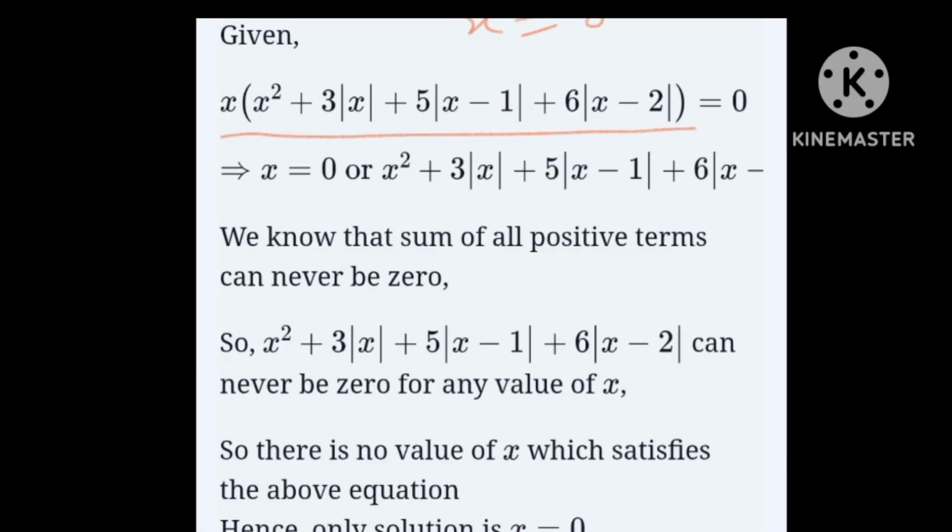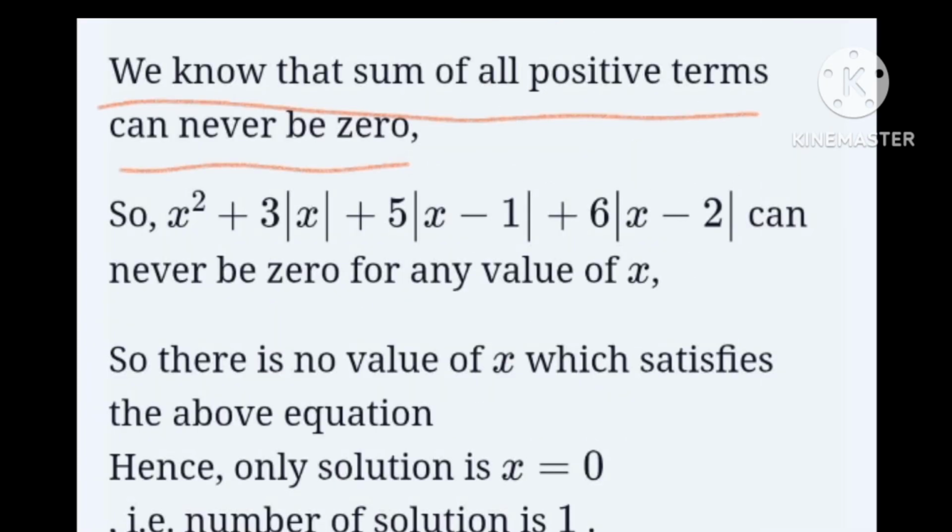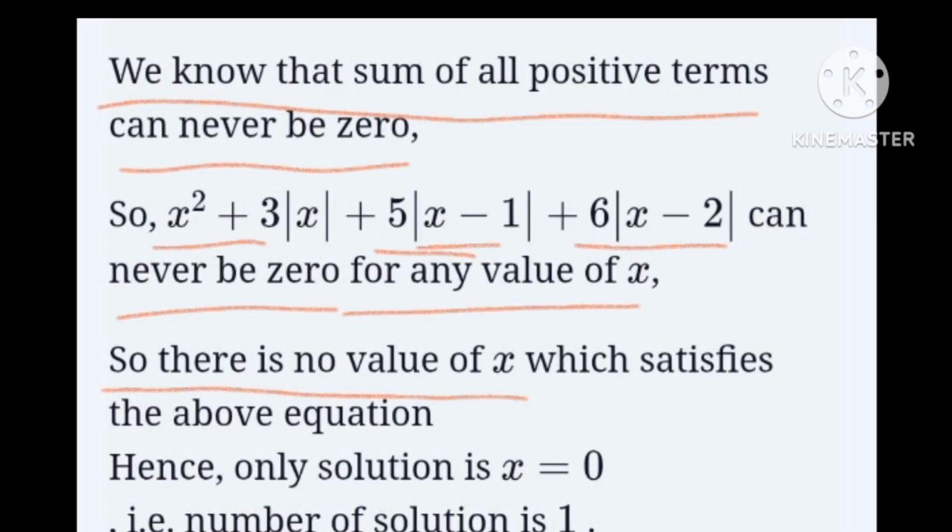So then satisfying the equation, the sum of all positive terms can never be 0. So x square plus 3 modulus of x plus 5 modulus of x minus 1 plus 6 modulus of x minus 2 can never be 0 for any values of x. So there is no value of x which satisfies the above equation. Hence the only solution is x is equal to 0. The number of solutions is 1.